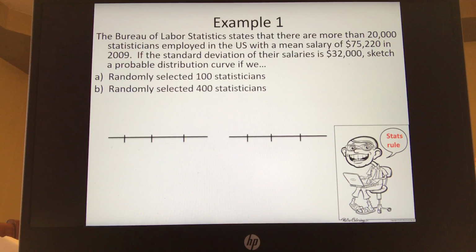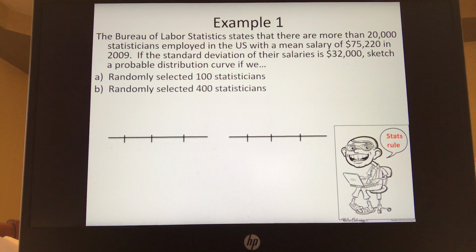This is statistics from the Bureau of Labor Statistics. This is an actual thing that exists in the U.S. government. Many of you probably want to be statisticians when you're older. Well, if you do, the mean salary back in 2009 was $75,220. So they're making pretty good money. Good career for y'all to look into. Standard deviation of those salaries was 32,000. This is actual data. This is not made up.